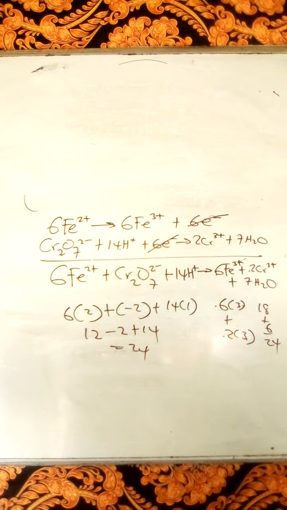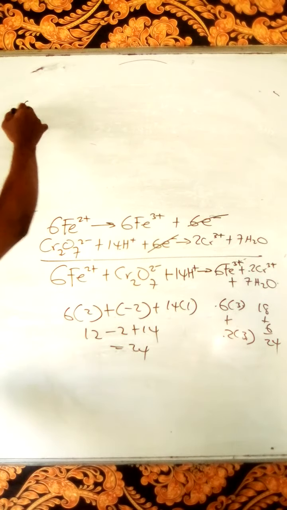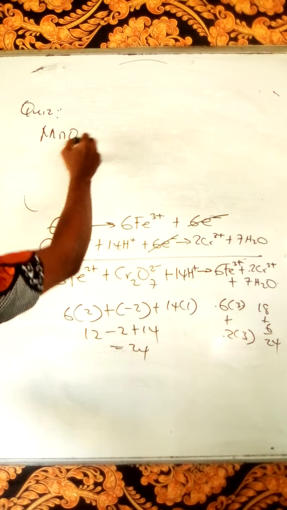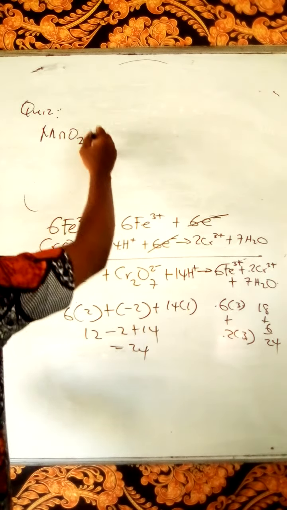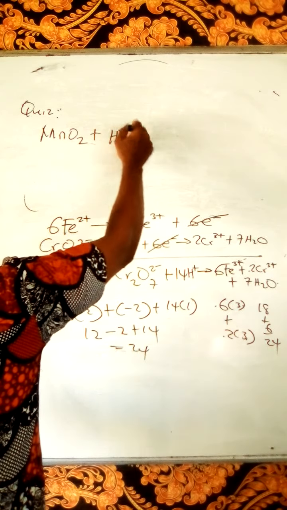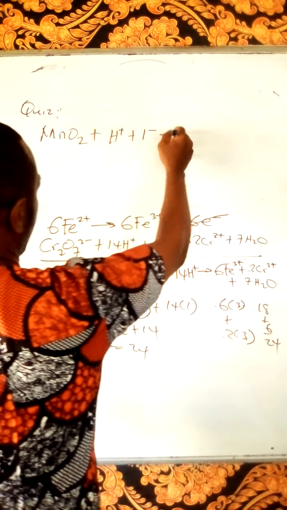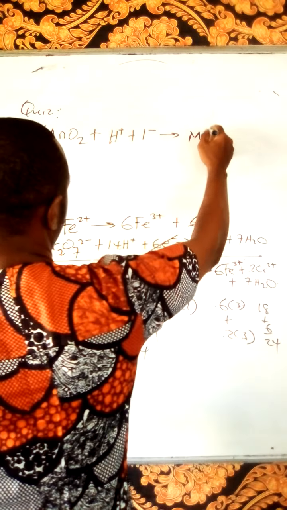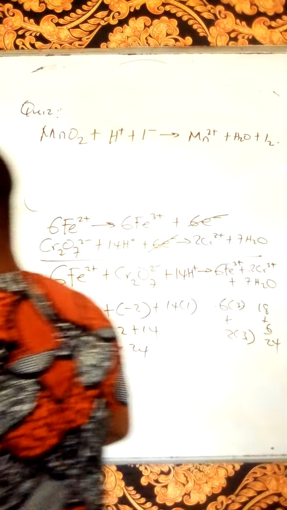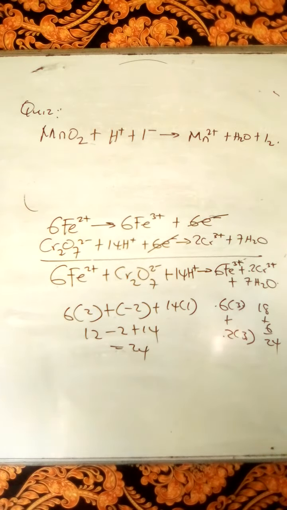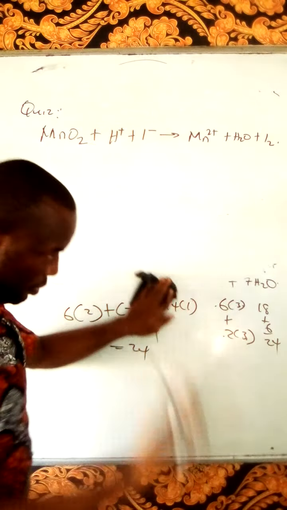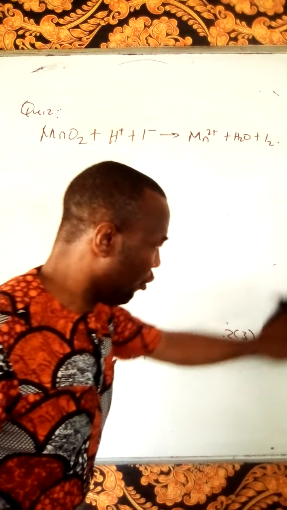Okay? So the next example we'll take is MnO2, manganese 4 ion, plus iodide ion, giving us manganese 2 ion plus water plus iodine molecule. We are told to balance this equation. How do we do it? The same process we applied before.